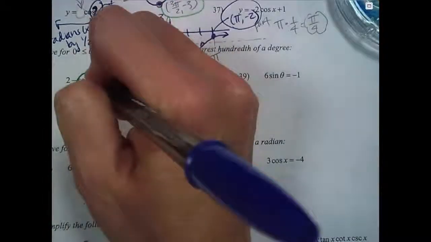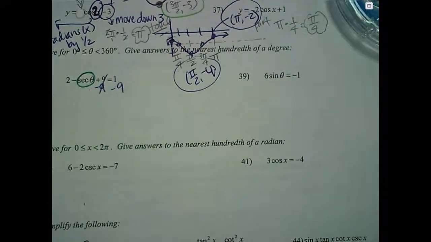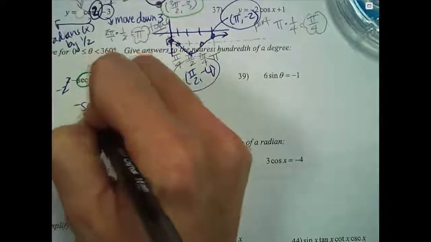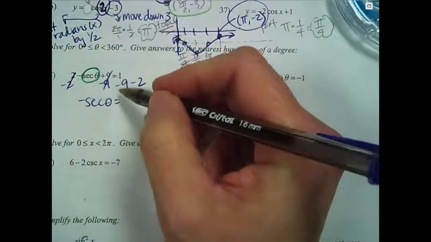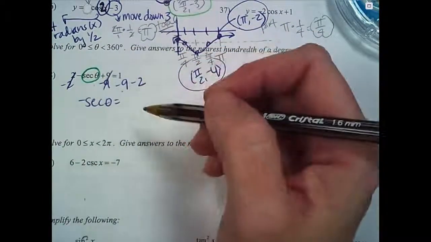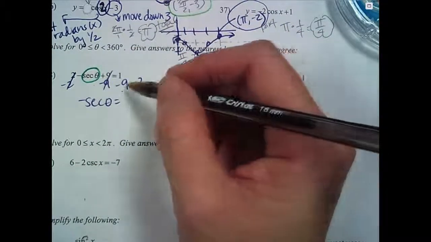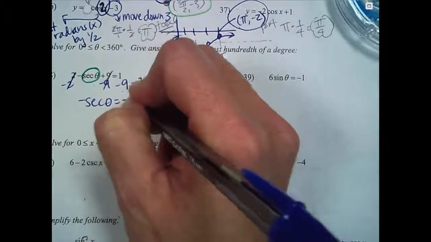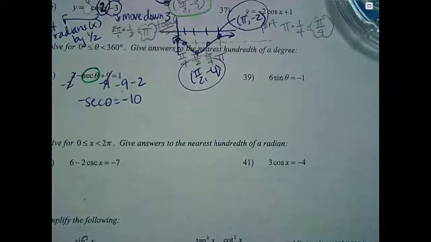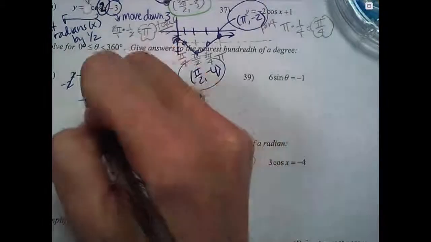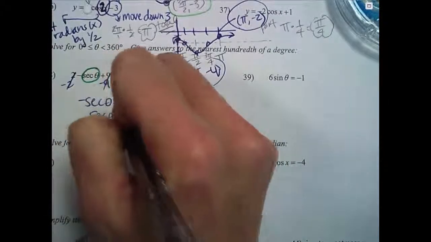So you're going to move the 9 over by subtracting 9. What else do you have to move over? The 2, minus 2 on both sides. So now I've got a negative secant theta equals 1 minus 9 minus 2, which is -10. You don't want a negative secant, right? So change the sign of everything. It's like dividing by -1. So now I've got secant of theta equals 10.